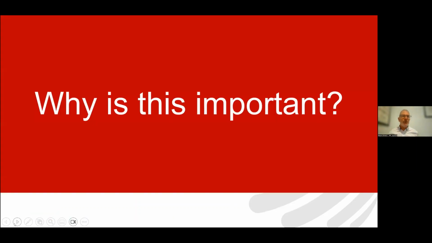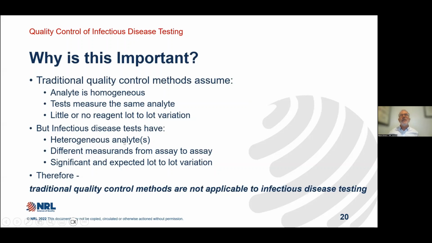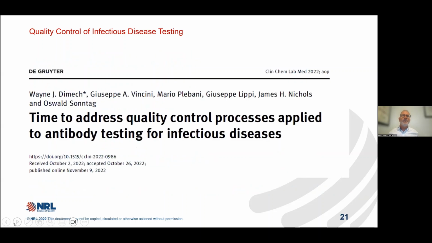So why is this important? It's important because the traditional methods for establishing quality control assume that the analyte is homogeneous, that the test measures the same analyte over time, and that there's little or no lot-to-lot reagent change. But in infectious diseases, we know that this is not true. So we would argue that the traditional methods for quality control are not applicable for infectious diseases. We've addressed this in a recent publication from just last year.